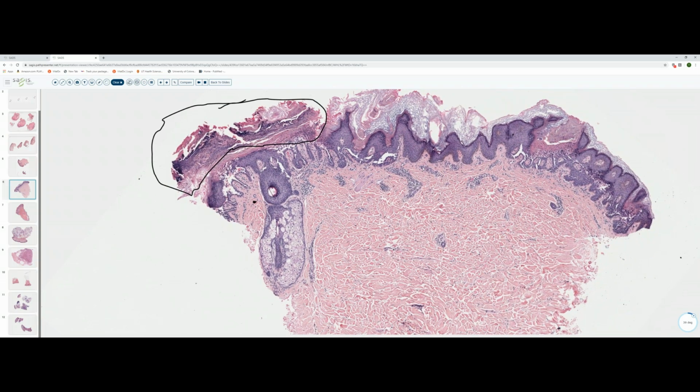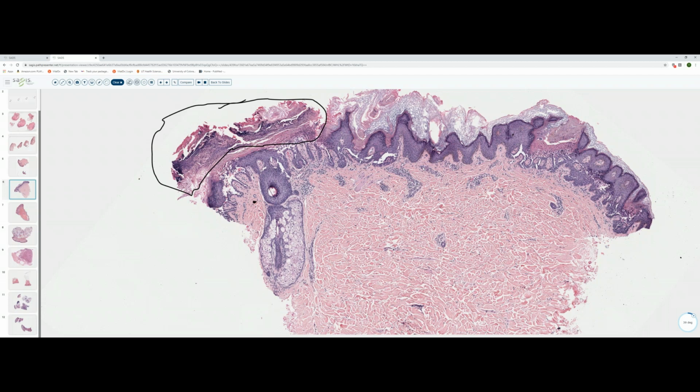Now, when one is confronted with an intraepidermal vesicle, there are 3 questions you want to ask yourself. 1, where in the epidermis is the vesicle forming? Is it suprabasilar, is it in the spinous layer, is it subcorneal? Number 2, what's the nature of the inflammatory infiltrate, not only in the blister cavity, but also within the dermis? And 3rd, and most important, how did the blister form?